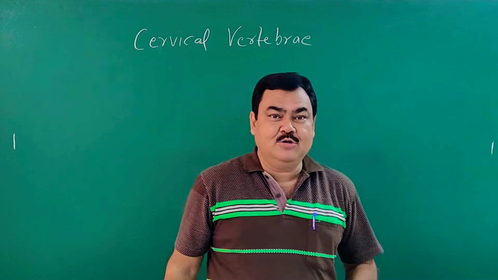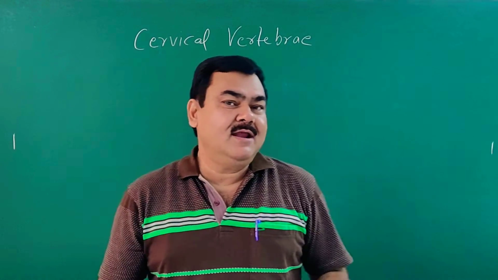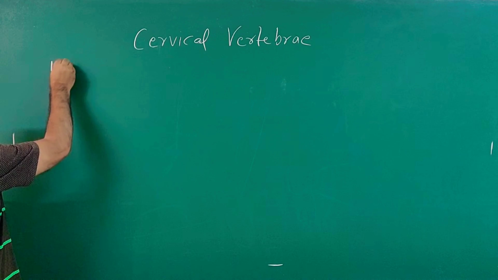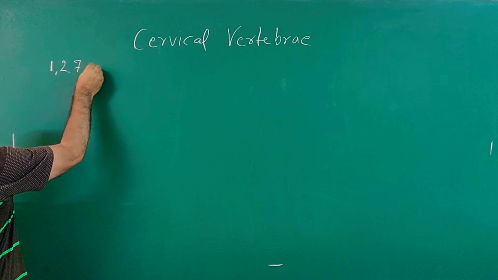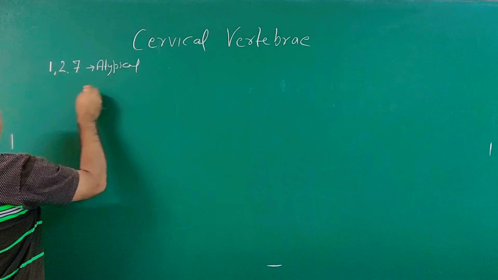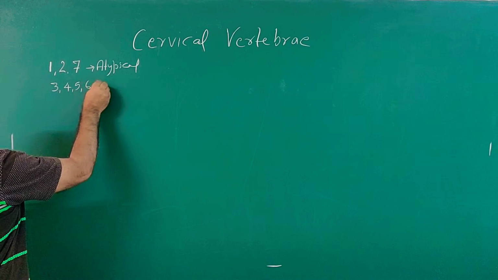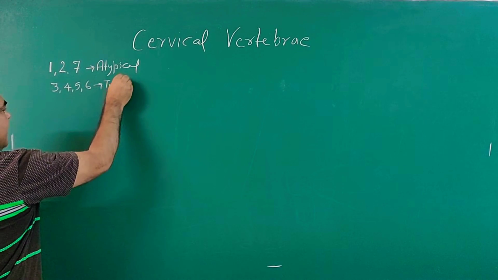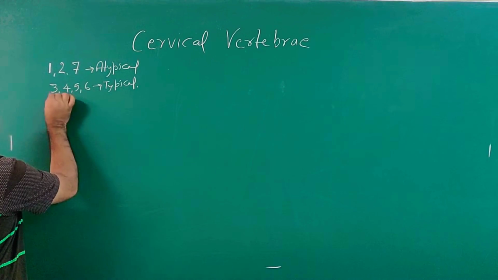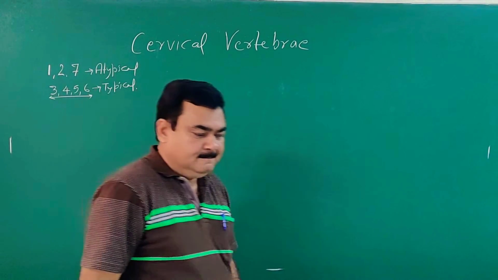Yes, now we'll discuss the cervical vertebrae. As you know, there are 7 cervical vertebrae. First, second and 7th are atypical, and third, fourth, fifth, sixth are typical cervical vertebrae. First of all, we will discuss the typical cervical vertebra, which has similar features, third to sixth vertebra.